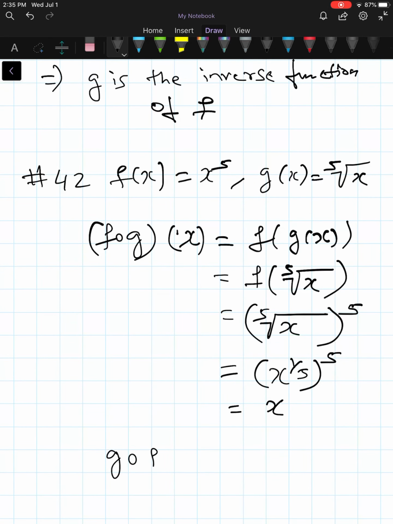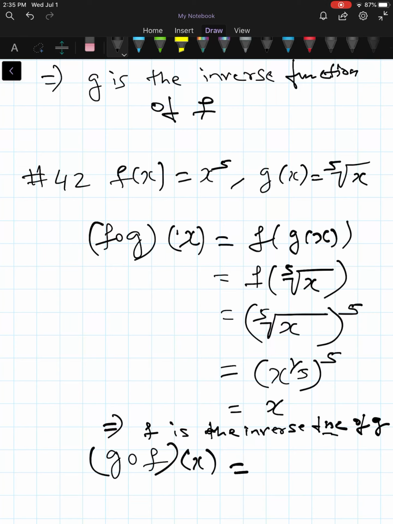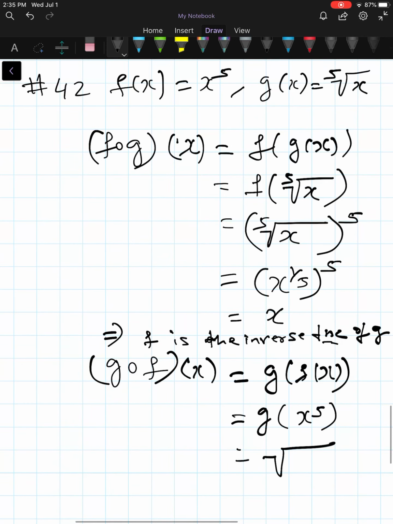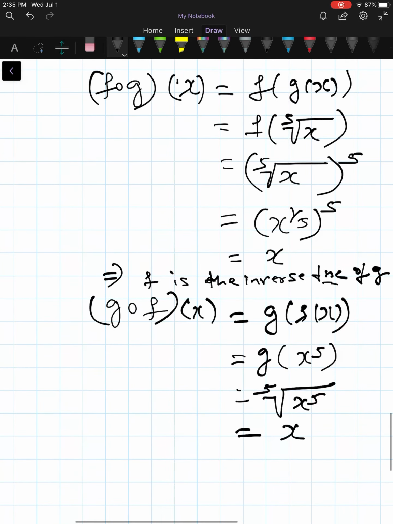Doing the opposite, this implies f is the inverse function of g. So to find out whether g is an inverse function of f, do this. G of f of x is equal to g of x to the power of 5, that is equal to 5th root of x to the power of 5. So this will be x again.